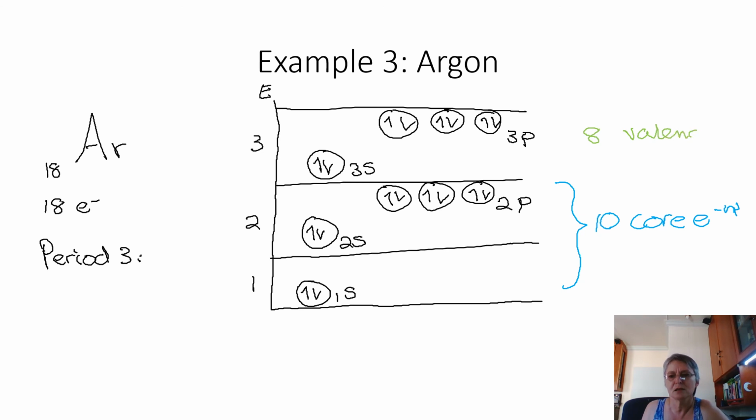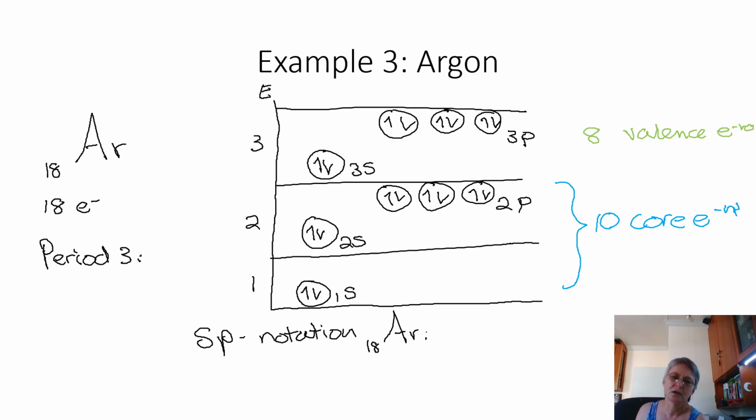valence electrons in the third energy level. Lastly, the sp notation is argon, atomic number 18. 1s takes 2, 2s took 2, 2p took 6 electrons, 3s took 2 electrons, 3p took 6 electrons. And you can see that the third energy level is full of electrons, so that is why argon is stable.